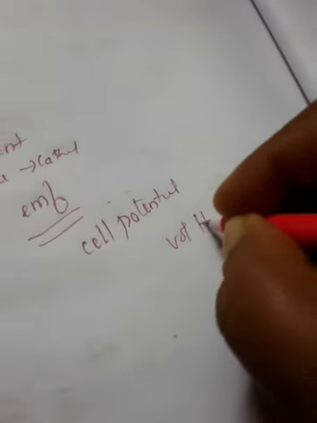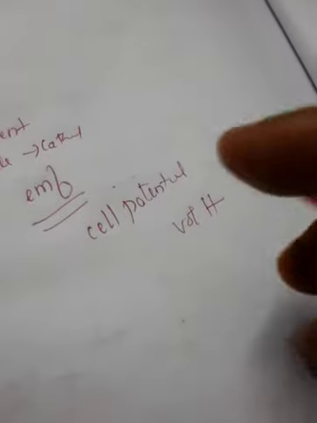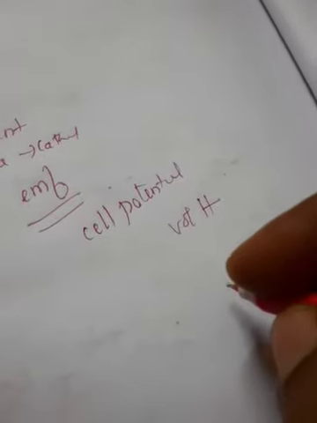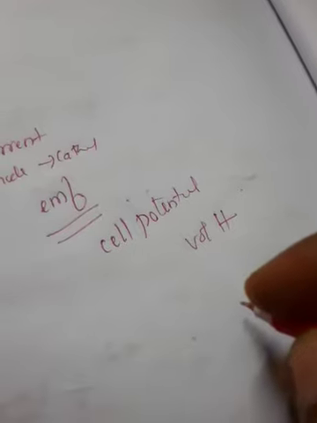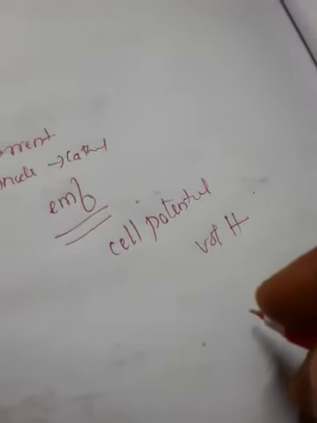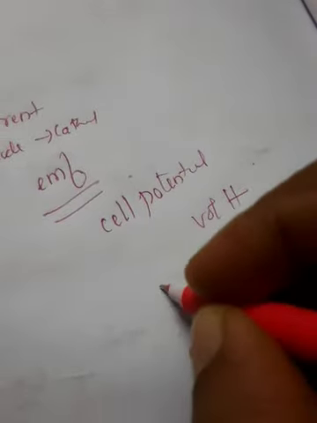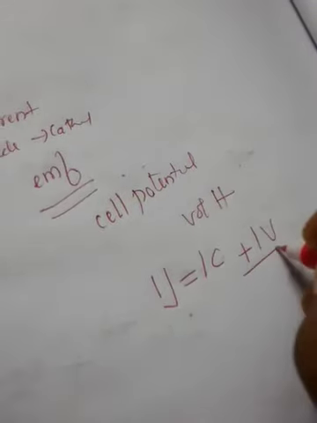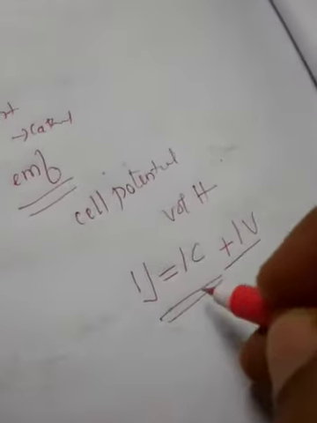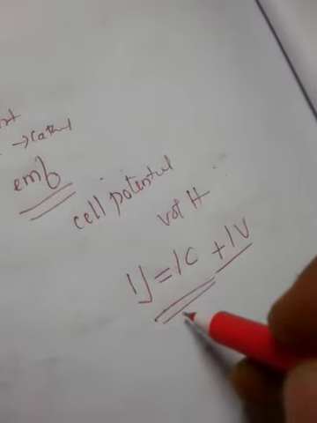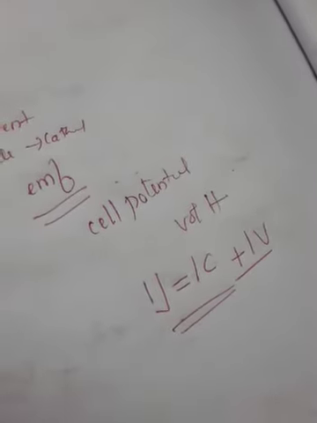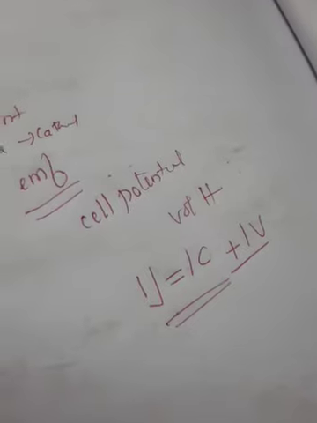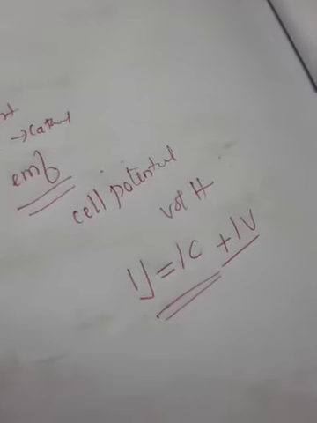The SI unit of cell potential is volt. When there is 1 volt difference in electrical potential between the anode and the cathode, 1 joule of energy is released for each coulomb of charge that moves between them. So 1 joule is equal to 1 coulomb into 1 volt. The cell voltage depends on the nature of the electrode, concentration of the electrolyte, and the temperature at which the cell is operated.